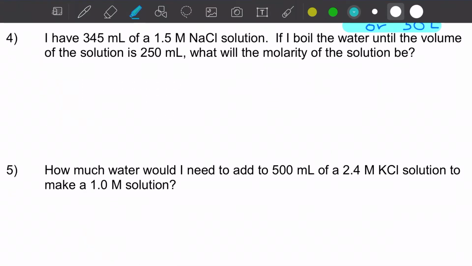Question number 4. I have 345 mils of a 1.5 molar solution. If I boil the water until the volume is 250 mils, what will the molarity of the solution be?